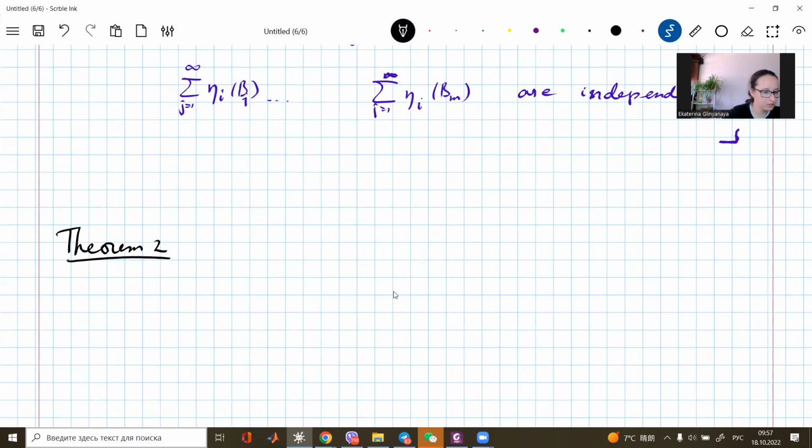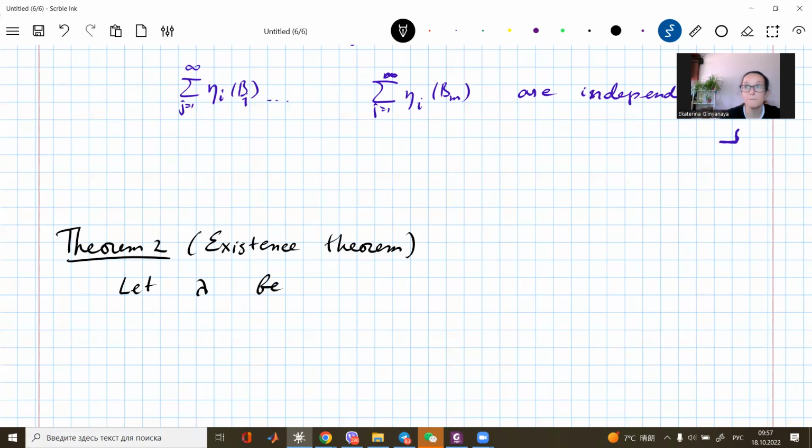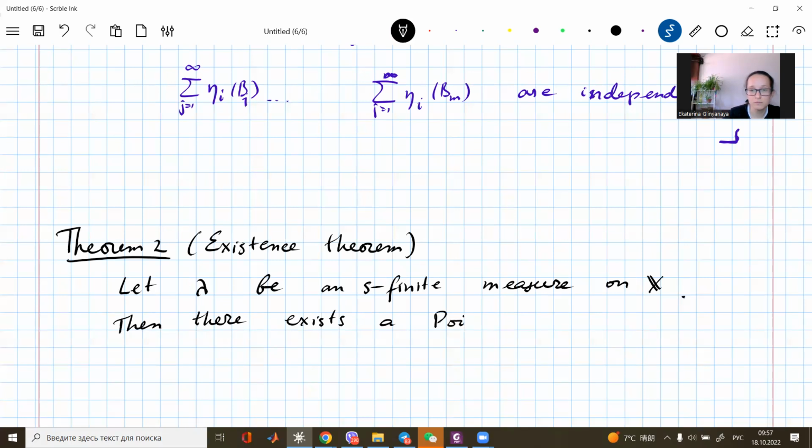Theorem 2. Let's state it, because now we understand how we can prove it. This is the existence theorem. Let lambda be an S-finite measure on X, then there exists a Poisson process on X with this intensity measure.